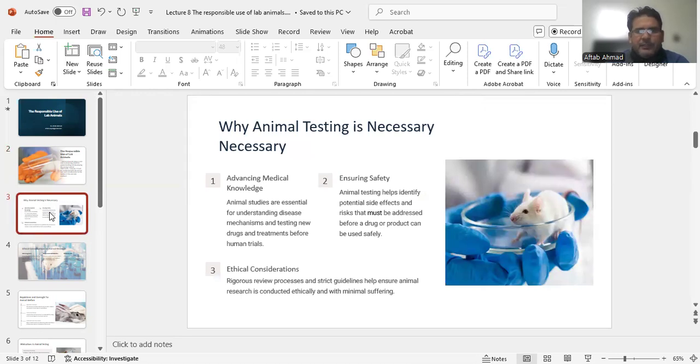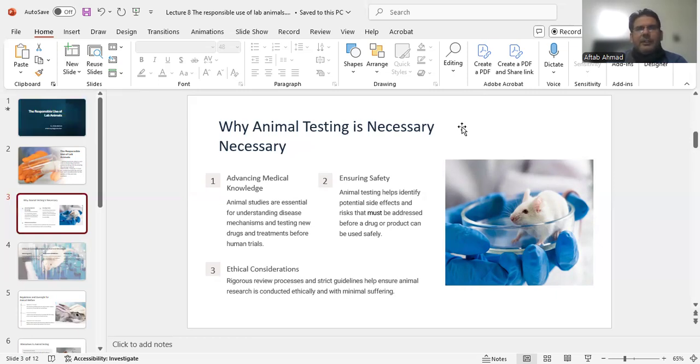So why do we use the lab animals, and why is animal testing important for our research? One of the things I'm discussing is advancing medical knowledge. All the protocols and procedures, because animals also have similar enzymes, similar proteins, and a similar genetic makeup. So we don't use any drugs directly on humans. First, we use those drugs on animals.